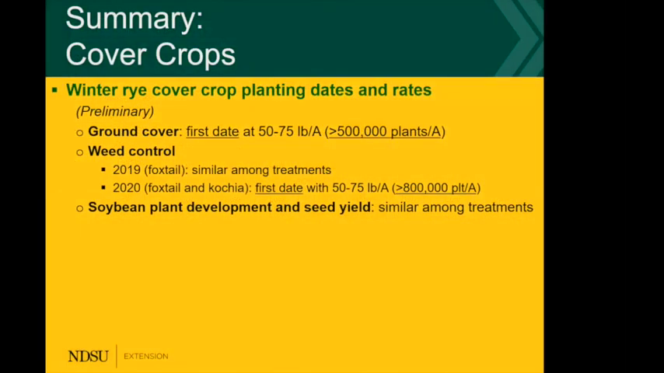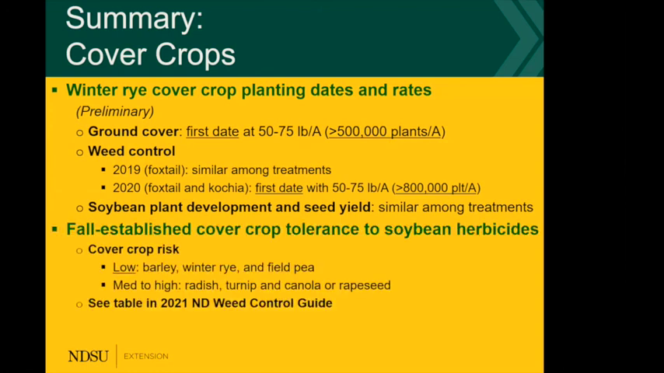Okay, so to summarize with the cover crops, I guess it pretty well is laid out. We see our best advantage for having adequate ground cover to reduce soil erosion and to increase weed suppression by planting as early in the fall as possible and at rates of 50 to 75 pounds per acre, which would be the equivalent, at least in our data, of anywhere from over 500,000 plants to 800,000 or above.